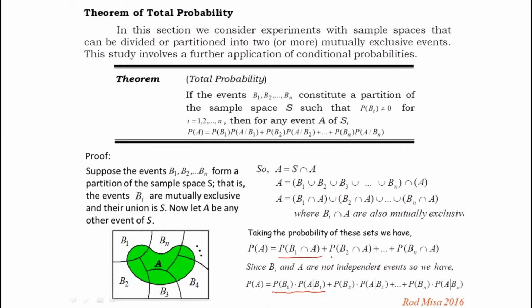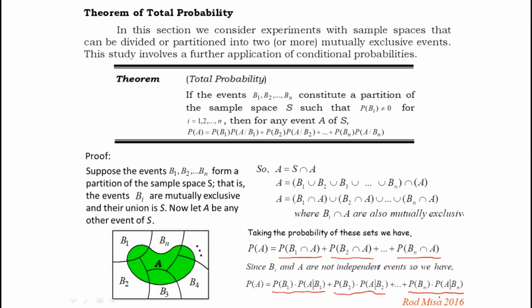And this probability of B sub 2 intersection A can be represented by the probability of B sub 2 times the probability of A given that B sub 2 has occurred, plus and so on and so forth to the last probability, which is the probability of B sub n intersection A. And this can be written as the probability of B sub n times the probability of A given that B sub n has occurred.